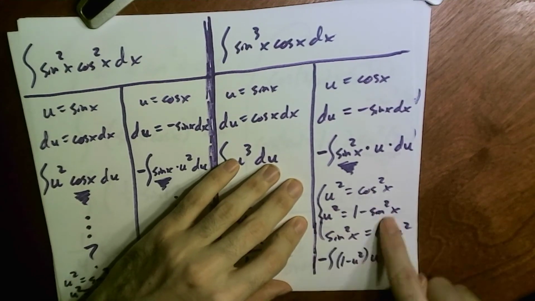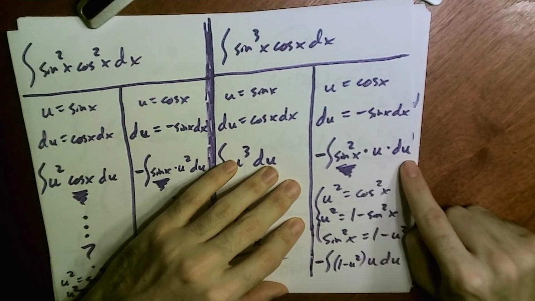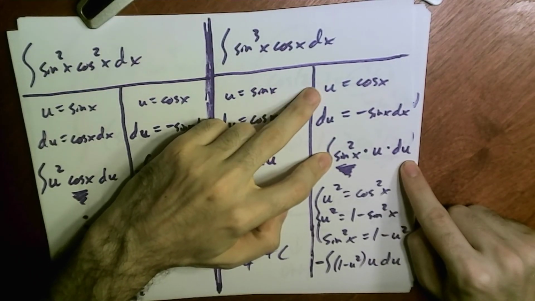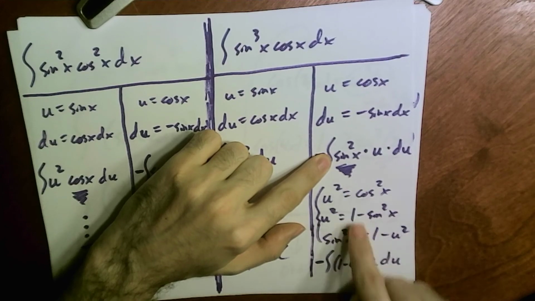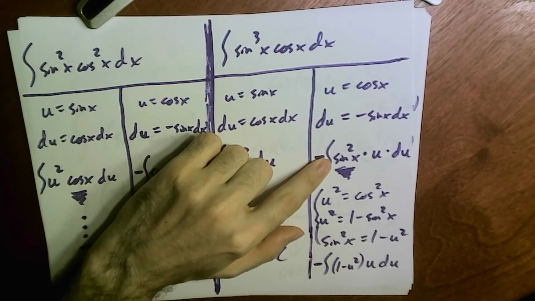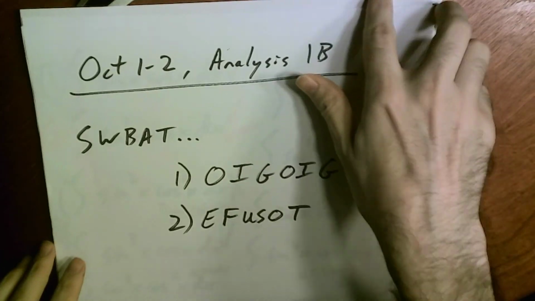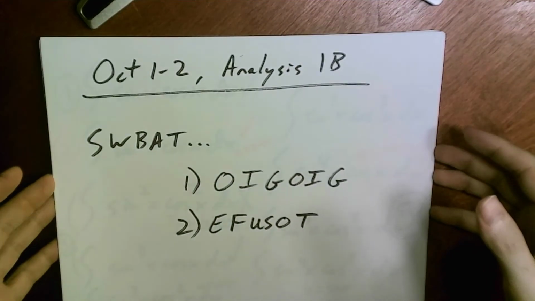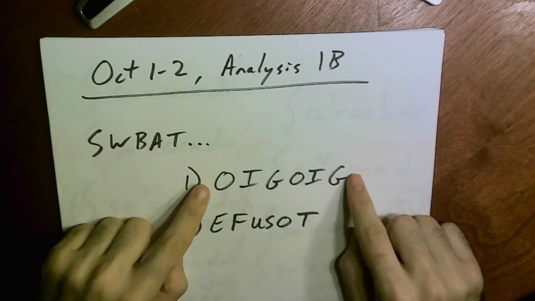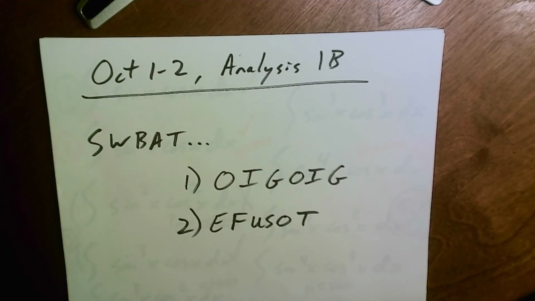I call this step here back sub. We u subbed, we got du, but I had to go back to the original u equals cosine to do an additional bit of substitution, right? That's back sub. So u sub is made harder with back sub. By parts is made harder with swingy. OIGOIG, the tricky bit is EFUSOT, right? There is an exception. And thus concludes the lesson.